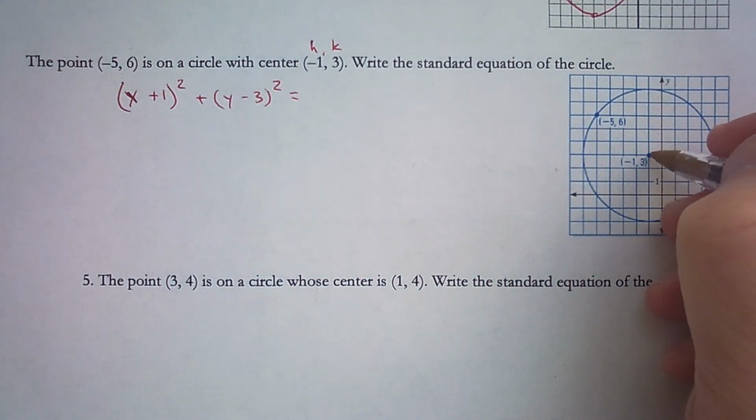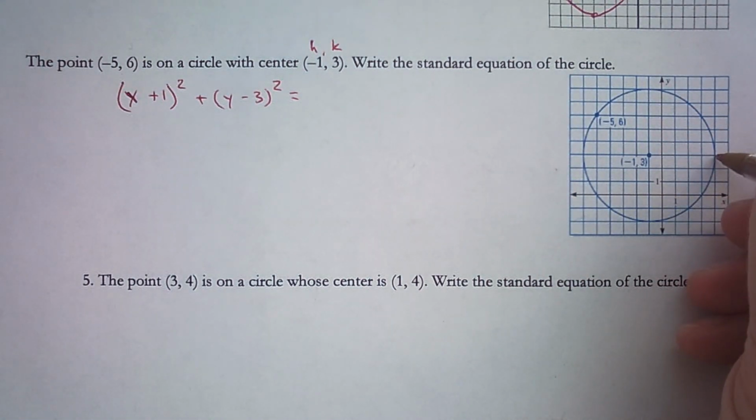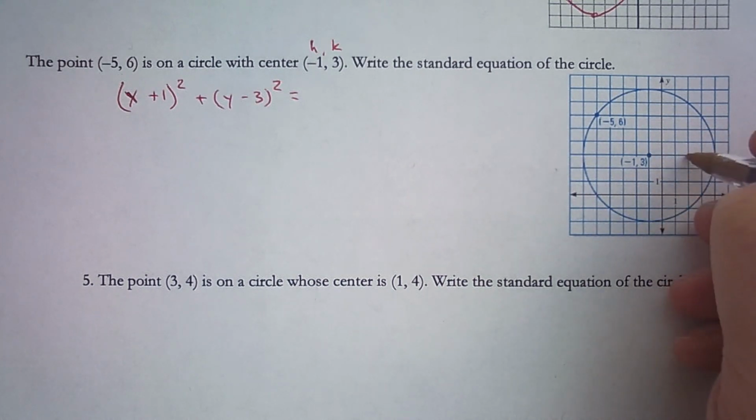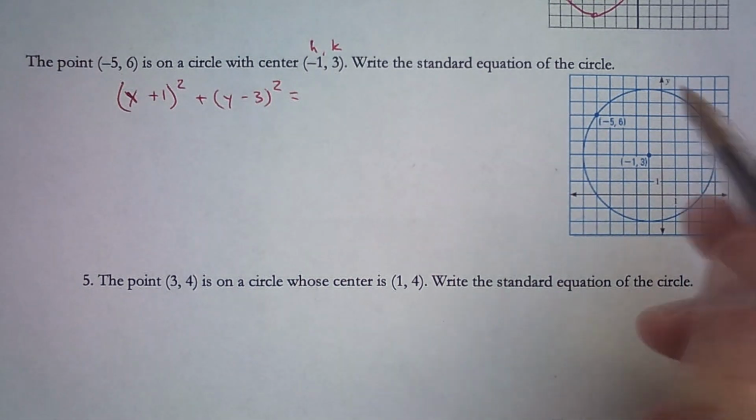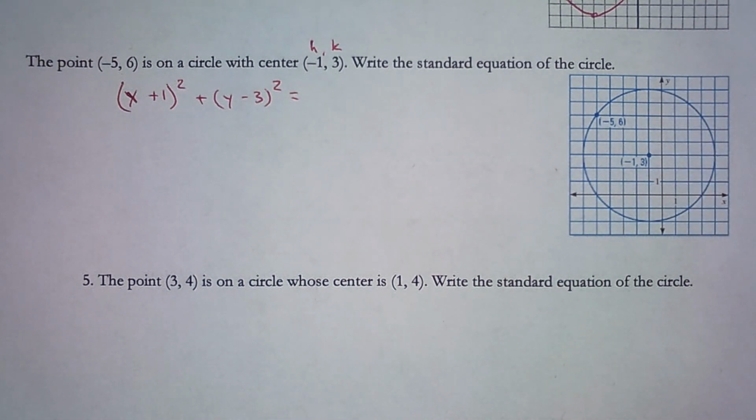Now, in this case, we really could just count the radius. And I count 1, 2, 3, 4, 5. So the radius is 5. But if you don't have the graph, then it's going to be a little more difficult to count that radius. So what we're going to do is use the distance formula to find out what the radius is.